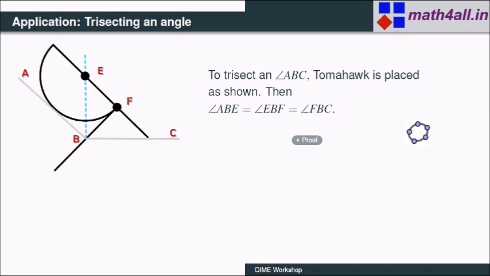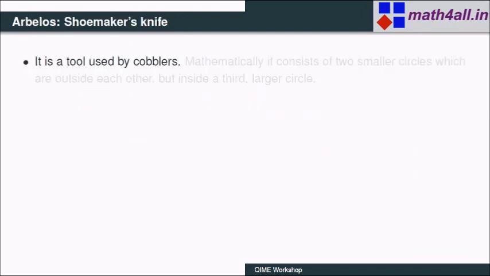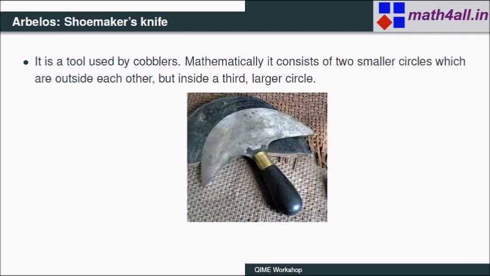So here is another one called Arbilos. Arbilos is a tool. I don't know whether modern cobblers use this or not. It is a kind of a knife. This edge is sharp. Okay, it is a part of a circle.